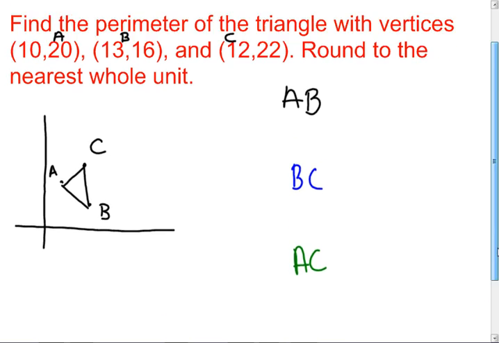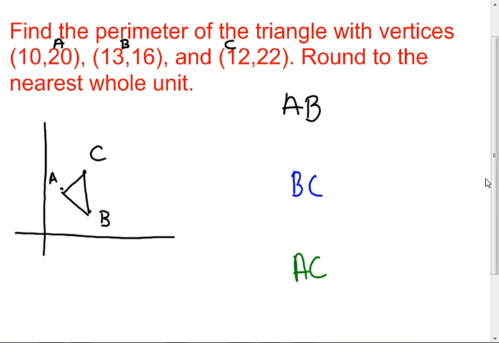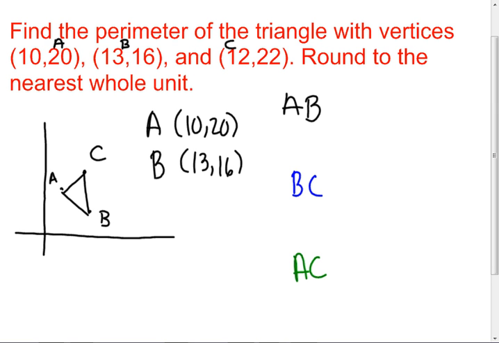I really want to know if it's equilateral, isosceles, or scalene. But the picture, when I do the picture, I want to find the lengths of all these sides. So I'm going to write: A is (10, 20), B is (13, 16), C is (12, 22). Okay?